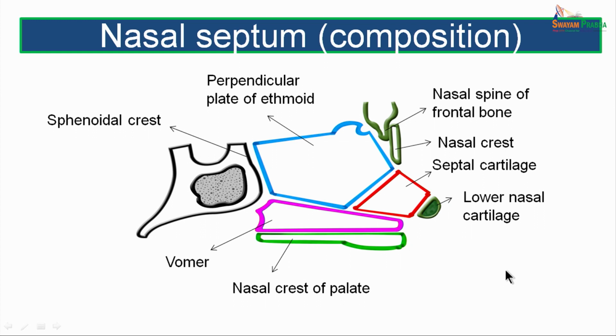This picture shows a schematic picture of the composition of the nasal septum. Postero-superiorly, we see the perpendicular plate of ethmoid bone. Postero-inferiorly is the midline vomer bone. Antero-inferiorly, we see the septal cartilage, and further antero-inferiorly is the lower nasal cartilage. Thus, two bones and two cartilages comprise the nasal septum.